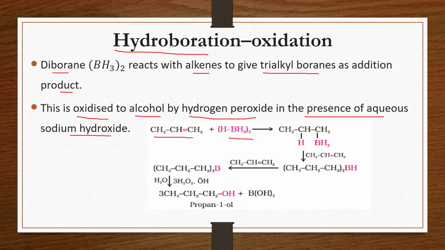This is diborane. First of all, one molecule of BH3 is added across the double bond. Then this may further react with another molecule of propene, and we will get this one. Now this may further react with another molecule of propene, and this is the tripropyl borane. And when this reacts with H2O2, that is, it is oxidized by H2O2 in the presence of aqueous sodium hydroxide, then we will get propan-1-ol, and this is orthoboric acid.